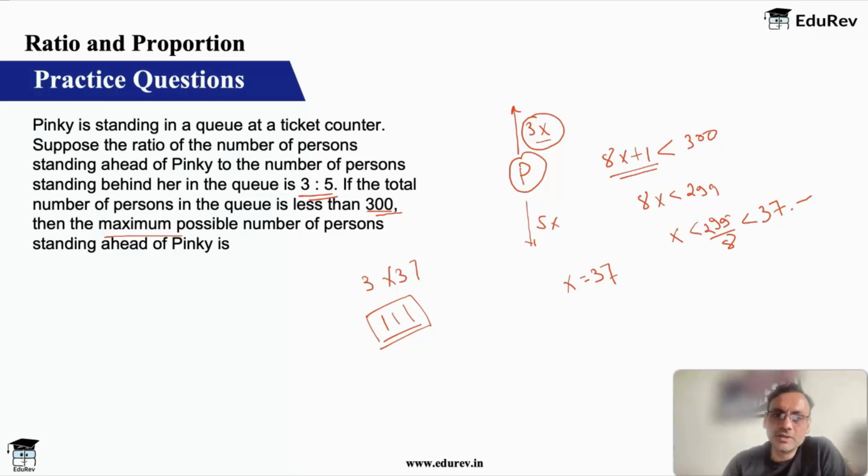Total number of people will be 8 into 37 plus 1. This also you can calculate. So this will be the total number of people. Okay, so that is the answer. Simple question, but it's a CAT question. So you can see if you are clear with the concept, how easily these questions can be done.